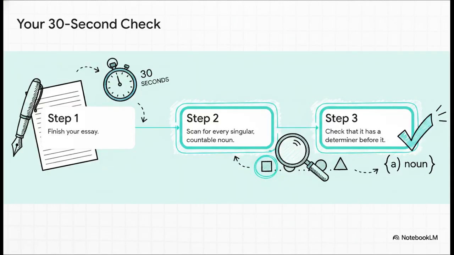And here's how you actually put this into practice. The moment you finish writing, before you put your pen down, just take 30 seconds. That's it. Your mission is to scan your essay and hunt down every single singular noun, words like bar, line, chart, trend, and just double-check that none of them are left naked. This one simple habit can literally save you from losing easy marks.